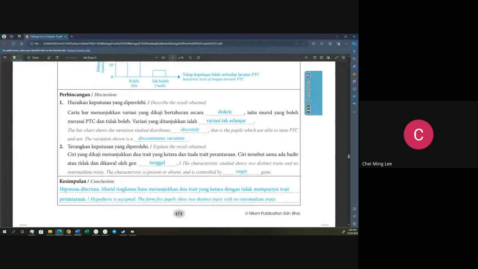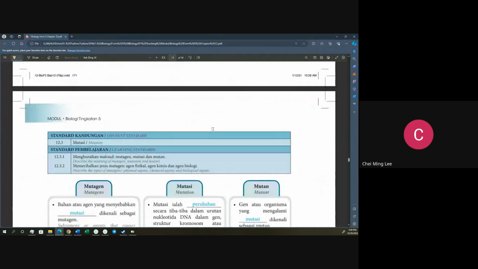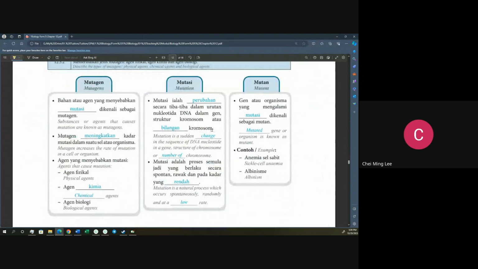Now, let's continue with mutation. So what's mutation? Mutation is actually a process of changing the genetic material. It's a change in your genetic material or DNA. So the process is called mutation.